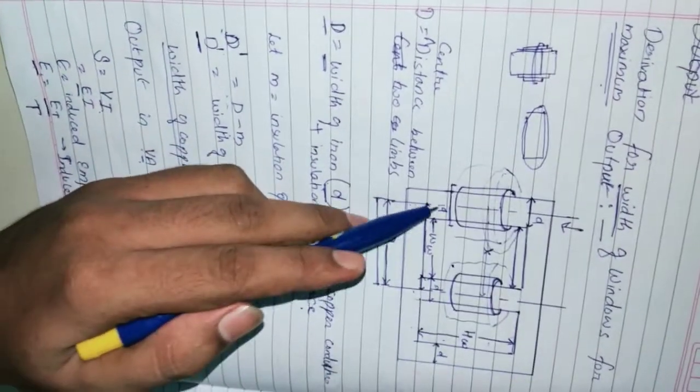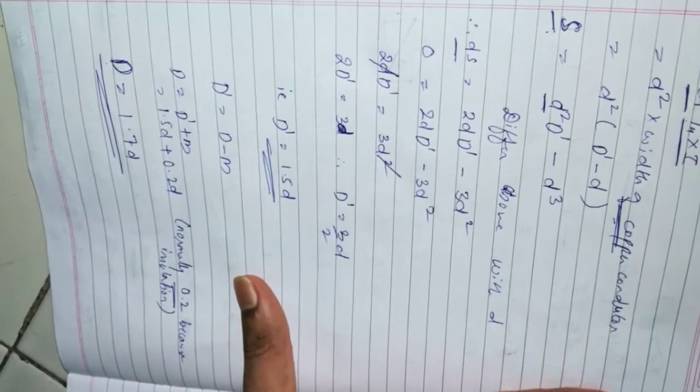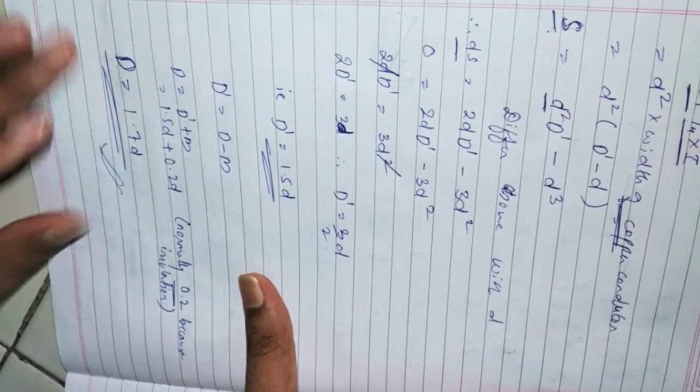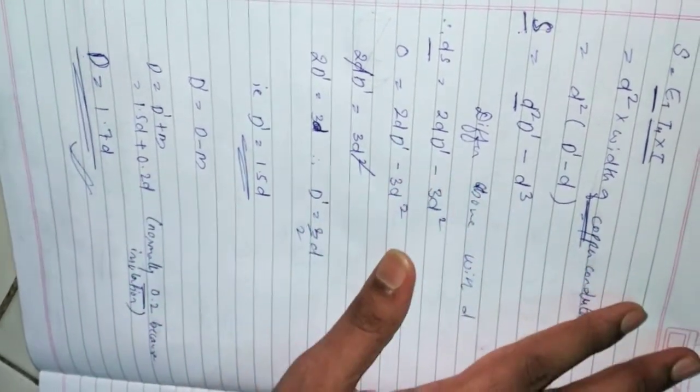D dash is the core area and copper area. From this we can get the width of the window.